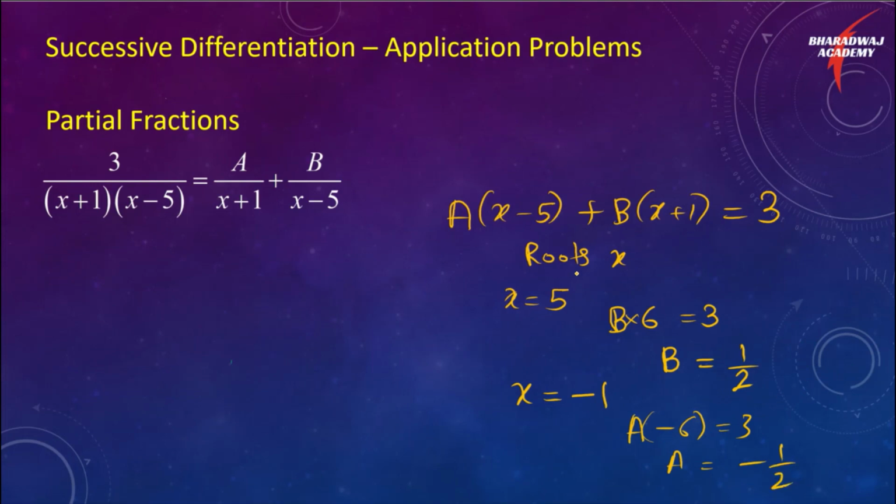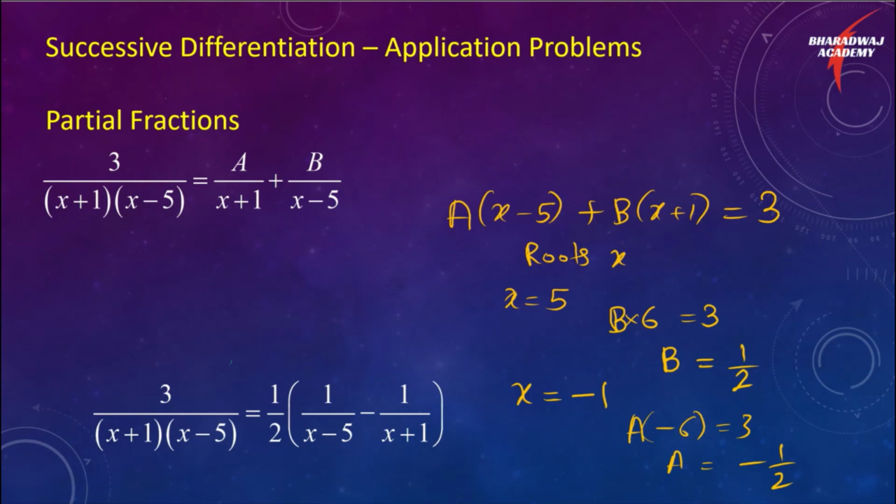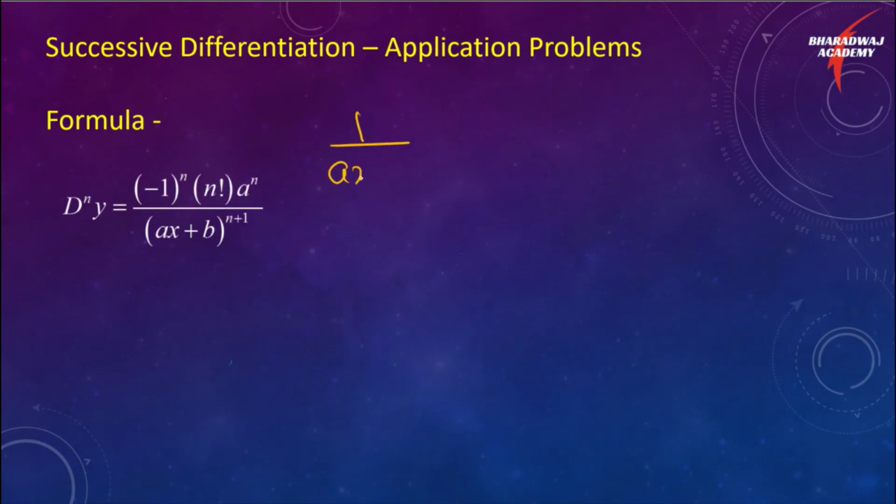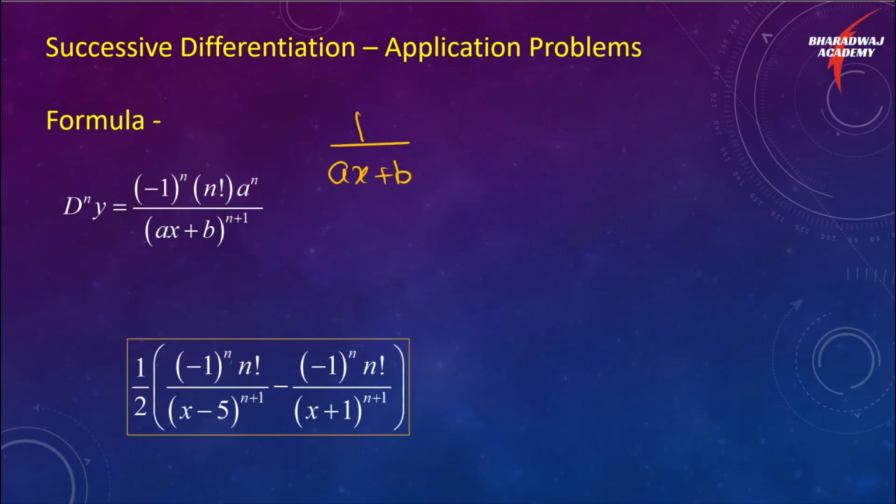Recombining them by substituting a and b, the final fraction that we get is something of this format. So we have successfully managed to convert a total fraction, which is 3 by (x plus 1) into (x minus 5), into a sum, or basically here the difference, of two partial fractions. Now can we apply the formula? I think we can, and the formula is, yes, the formula of 1 by (ax plus b). Direct application of the formula, we get this result.